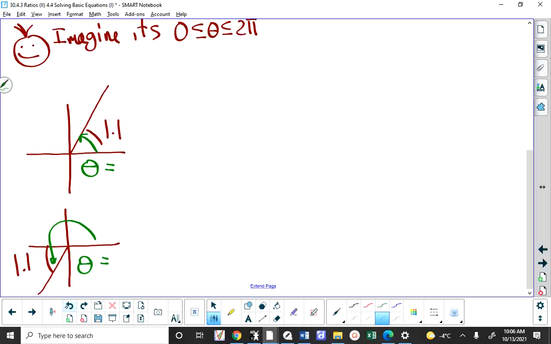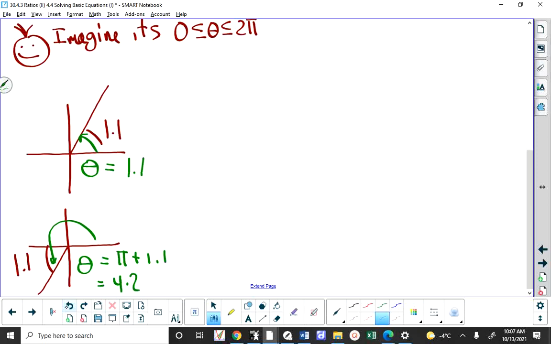And we know how to answer this question. You would just say, well, this theta is 1.1, and this theta would be pi plus 1.1, because it's pi radians up to the negative x-axis, and then we have to add the 1.1. And as a decimal, I believe that's 4.2 rads, but perhaps you can help me out.